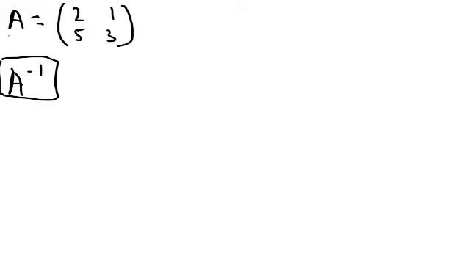If matrix A is equal to the following elements: 2, 1, 5, 3. How can we find A to the power of -1, which is the symbol we use to represent A inverse, or the inverse of a matrix? Well, there's a formula that helps us to do that, but let me just write it at the top right-hand corner over here.